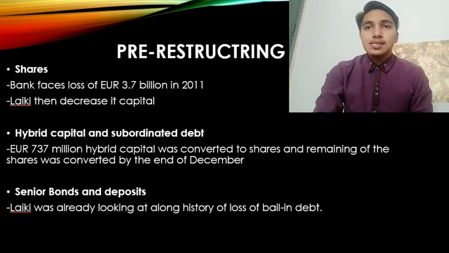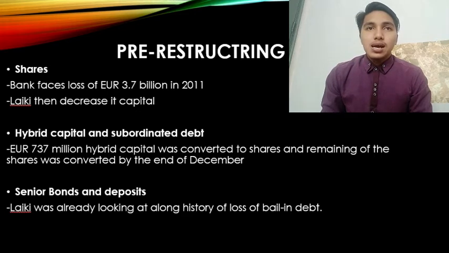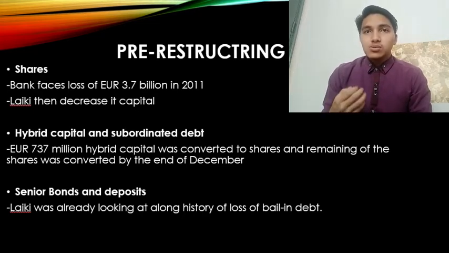And then lastly is the senior bonds and deposits. By March 2013, Laiki was already looking at a long history of loss in debt. Laiki Bank had lost two thirds of its senior unsecured bonds by December 2010 alone. They did not touch the senior bonds in June restructuring, and the largest senior bond left through ordinary redemption of 337 million euros. All of this led to the Laiki Bank being resolved in March 2013. So lastly is the third part, which is the restructuring.